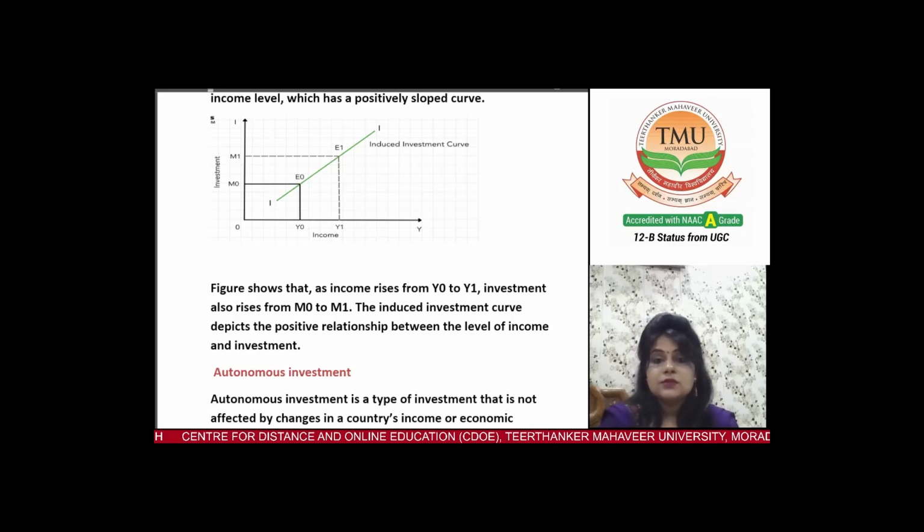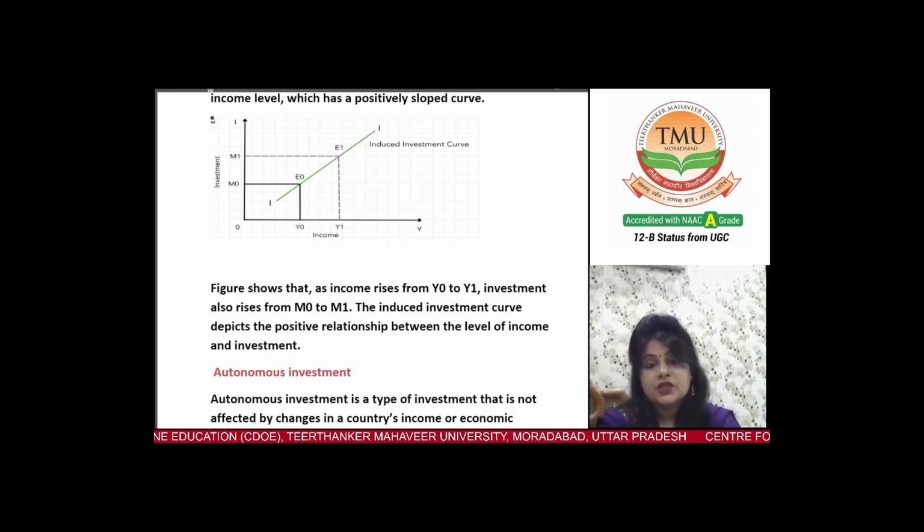In contrast, we will also discuss autonomous investment. Autonomous investment does not depend on income changes. It stays the same regardless of whether income goes up or down. It is important for investors to understand the difference between autonomous and induced investment to make decisions related to risk and expected returns during different economic conditions.